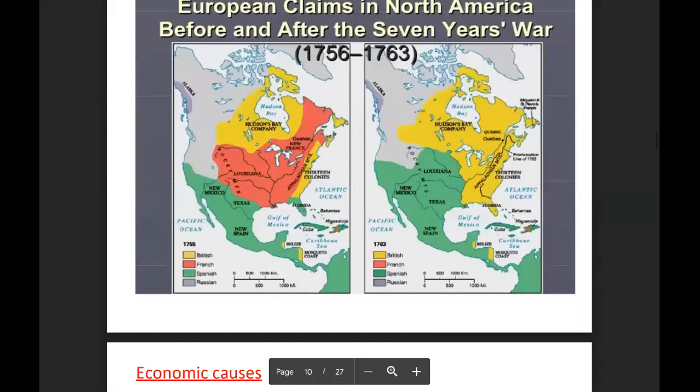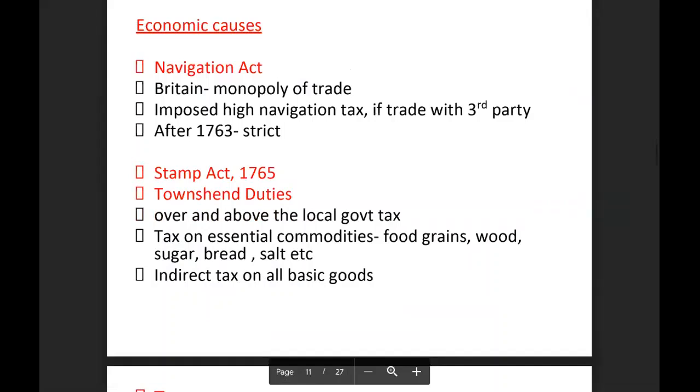Okay, now we'll move to economic causes. These were the important causes. Even though you are emphasizing political causes, more importance is there on economic causes because many questions come from this area. So we'll go ahead and see what the economic causes were.